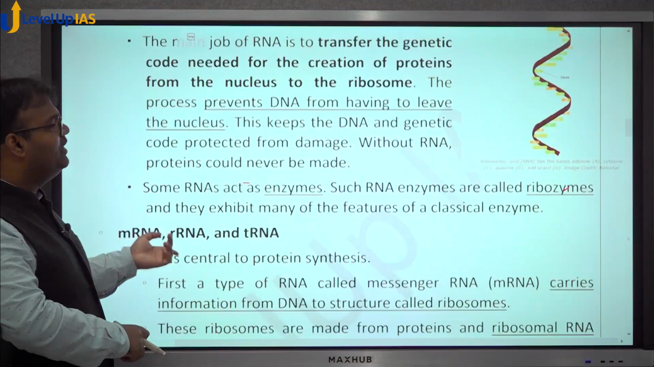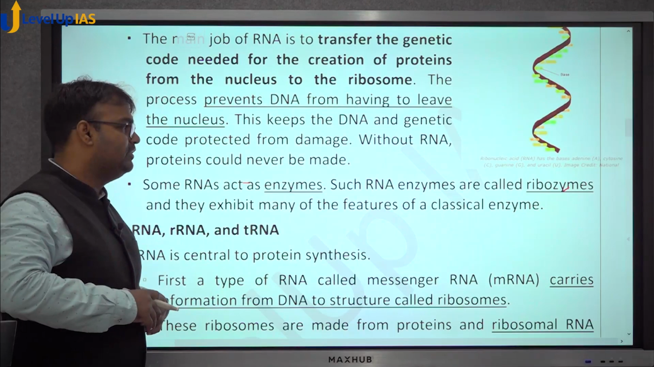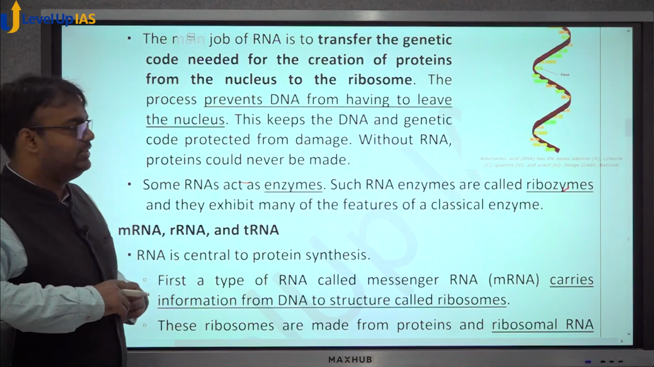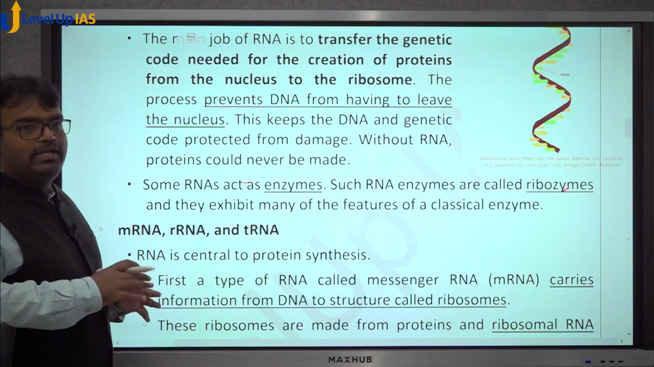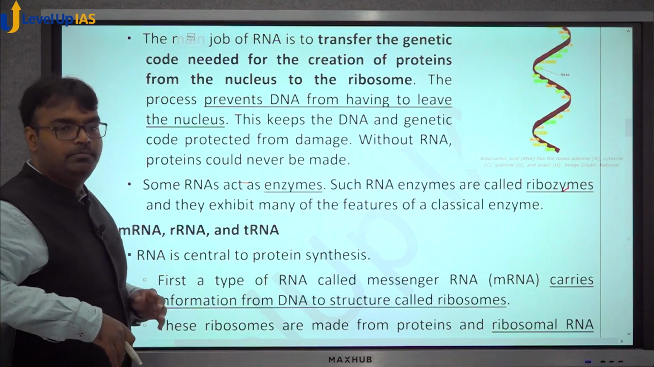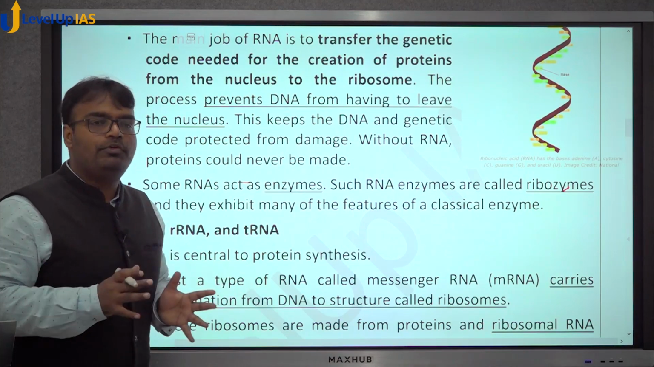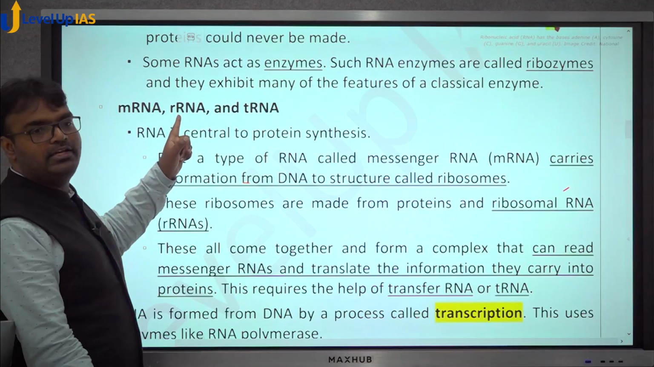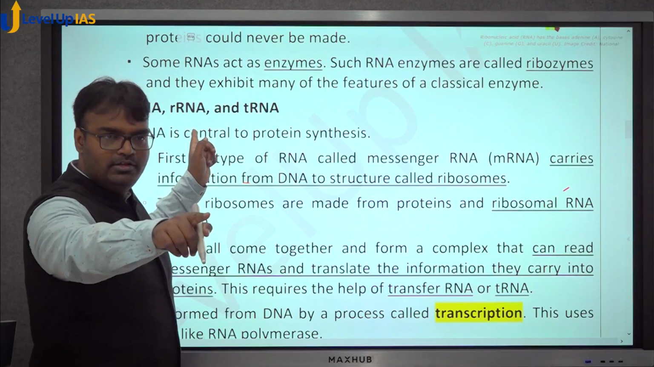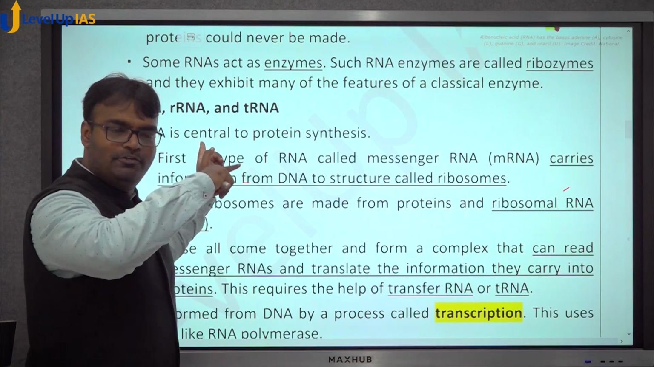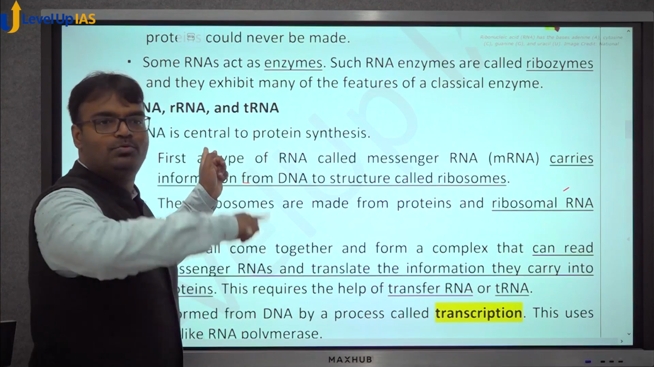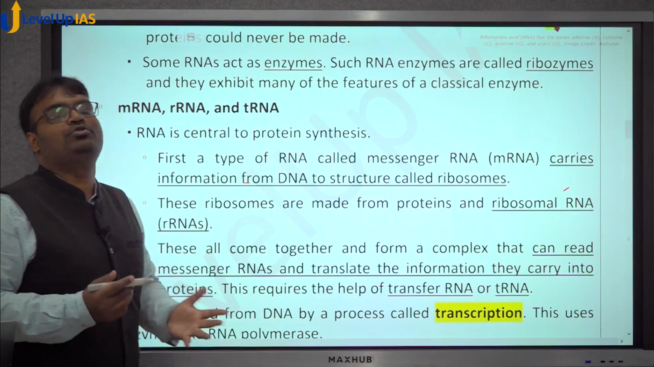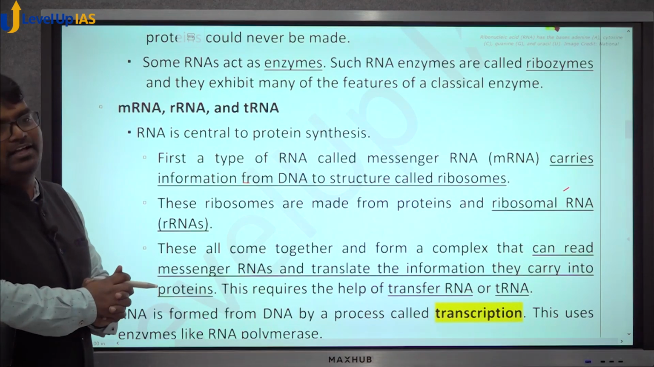Then there are some RNAs which can also act as enzymes. These RNA enzymes are also known as ribozymes. So enzyme related properties are there. Okay, so in the manufacturing of protein, there are three types of RNAs which are used. Messenger RNA, messenger RNA तो आपको समझ में आ गया. It is bringing the information from genes from inside the nucleus to ribosomes. rRNA and tRNA. Let us also understand what this rRNA and tRNAs are.